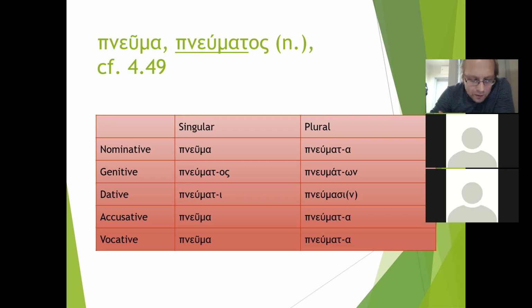And if you like, you can also compare the inflection of pneuma with the word pragma, which means thing or matter, and which you find in section 449 in the Cambridge Grammar. Okay, next topic is third declension nouns with stems ending in ny and tau.